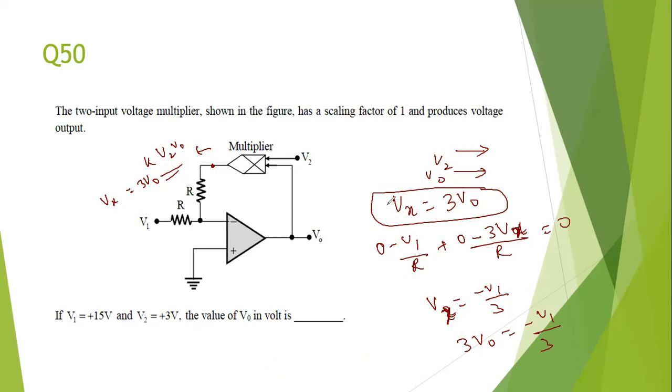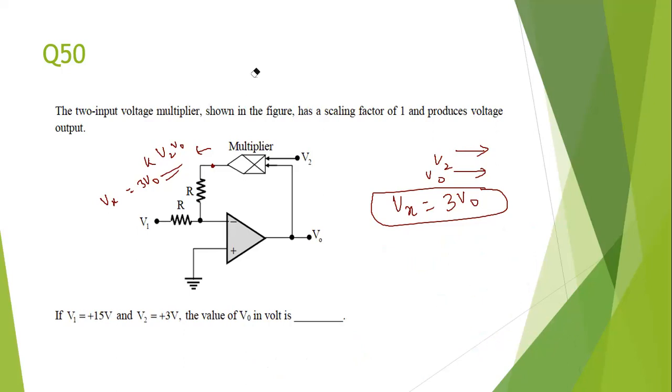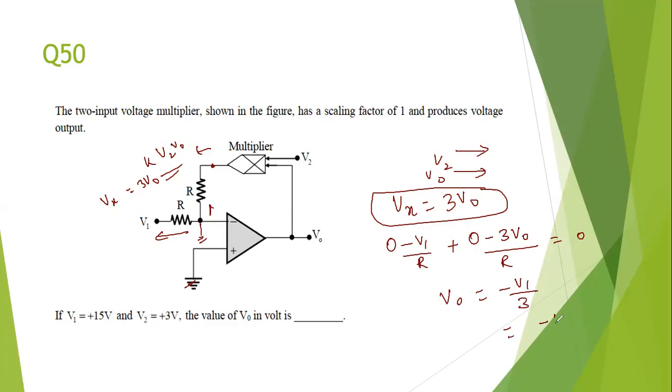Just apply KCL here. This is ground, this is also ground. Total outgoing current equal to 0. So 0 minus V1 by R, 0 minus 3 times V0 divided by R equal to 0. So V0 equal to minus V1 by 3, and this is equal to minus 15 divided by 3, which is minus 5 volt. Simple. So V0 equal to minus 5 volt. This is your right answer.